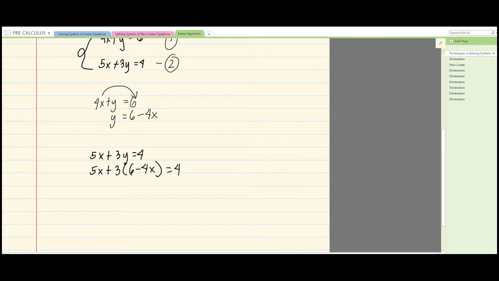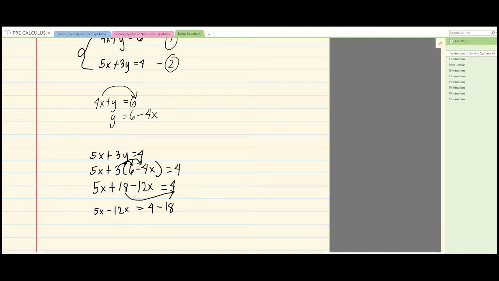And then we simplify. 5x plus we distribute 3. So 3 times 6 is 18, 3 times 4 is 12, negative 12x equals 4. And then we transfer 18 here, and subtract 12x from 5x. So 5x minus 12x equals 4 minus 18.